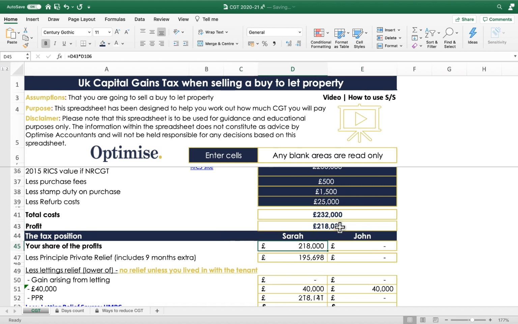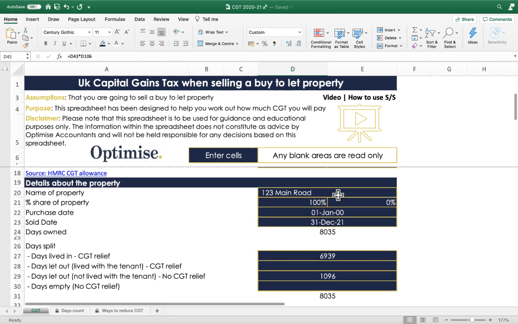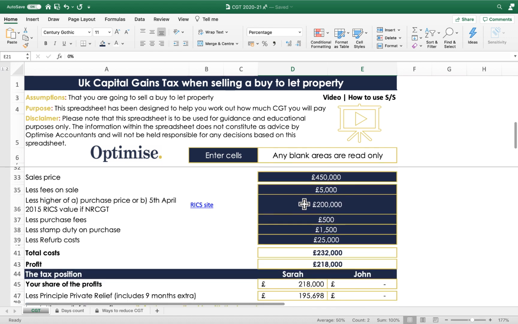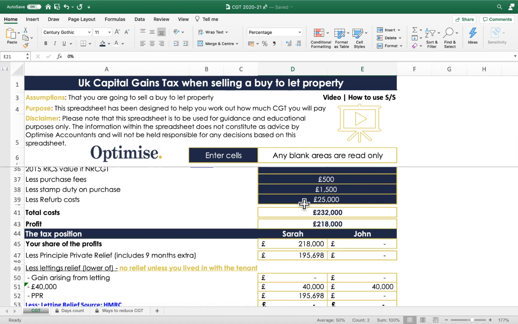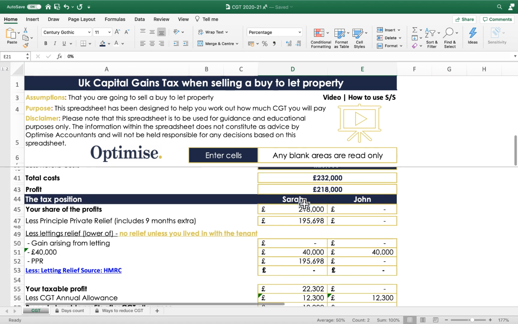Now, one thing you'll notice is that we've already said that Sarah owns all of the property. John has no ownership at this time whatsoever. So Sarah is the only person who's going to be subject to CGT. And you're probably thinking, why? That's a mess, or it doesn't relate to me. Don't worry, because you can put your percentage splits right at the top here, and that's fine. But I want to show you the power of this spreadsheet in order to reduce capital gains tax liabilities.